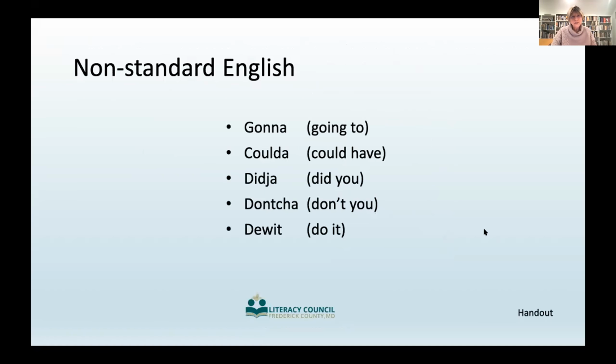We use non-standard English all the time in everyday speech, and it differs from what we usually read in print. As native English speakers and experienced readers, we make the connection automatically between gonna and going to. But our students can have problems when what they hear doesn't match what they read. You'll need to help the student understand the meaning of these expressions.